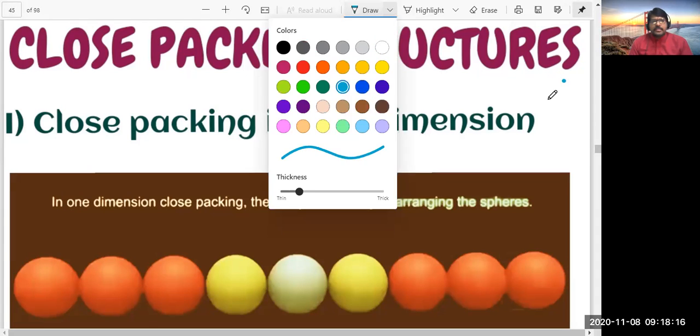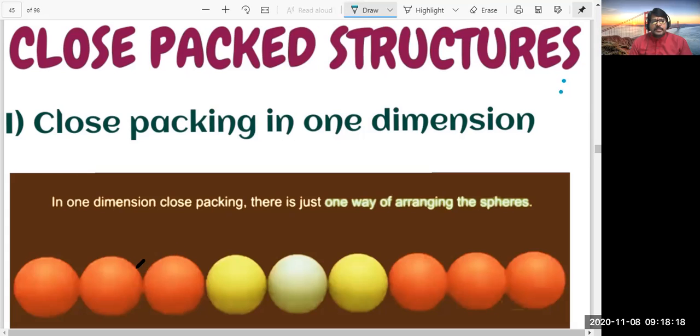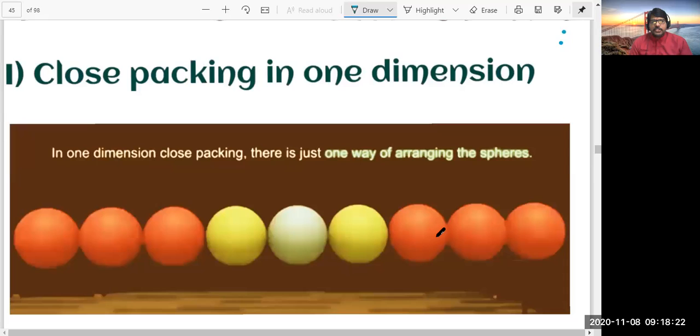So here very clear, the constituent particles are present only in one direction. You can see only in this direction. There is no particle along the y-axis, there is no particle along the z-axis. Here the particles are confined to only one direction. I already told you, in reality these kinds of solids are not possible. All crystalline solids are three-dimensional, right?